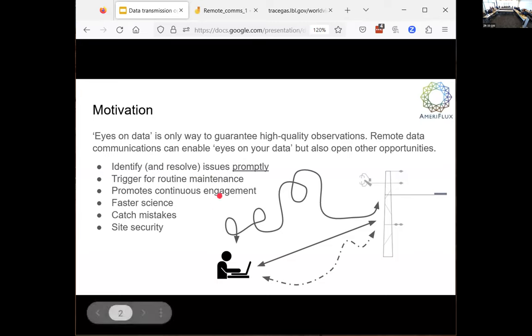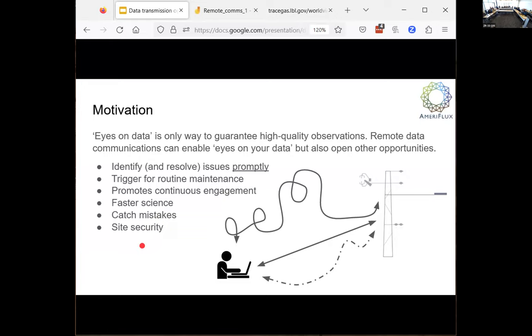We talked a little bit about engaging with the data, but every time I'm logging in, I'm learning more about my system and my instruments, and that makes me better at the job that I'm trying to do, which is collect observations. Certainly, there's an opportunity for faster science, whether that's capturing an emerging trend or trying to pair with some satellite observation. Being able to grab your observations in near real time can be really valuable.